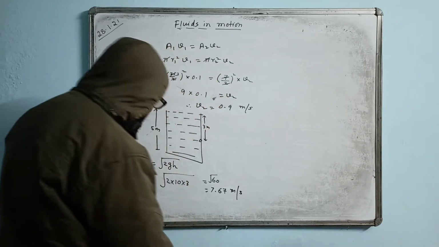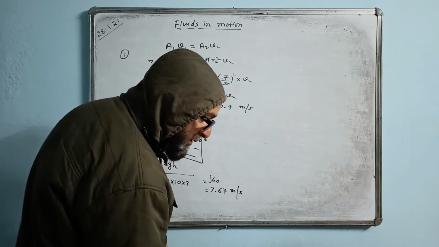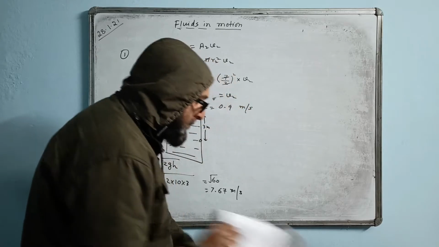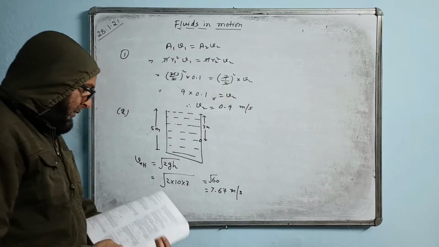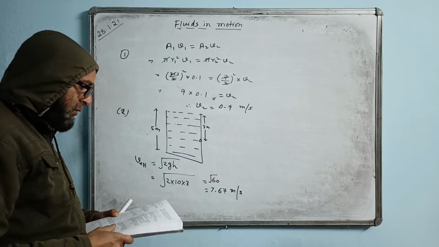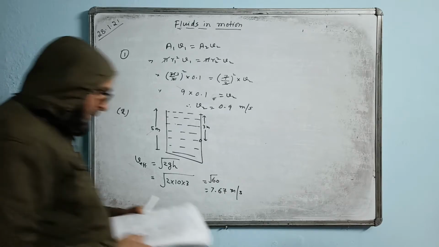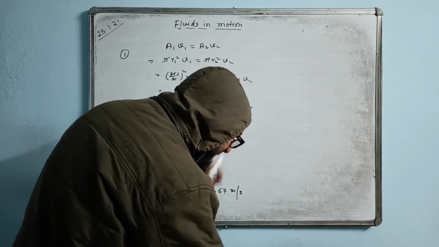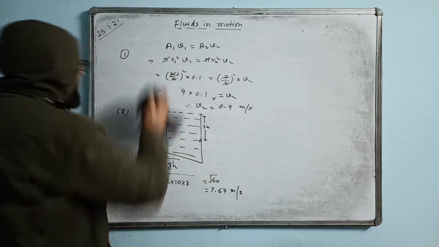Now, this velocity is called velocity of efflux. They have given some questions in the multiple choice type, and this looks quite important. So I read the question.